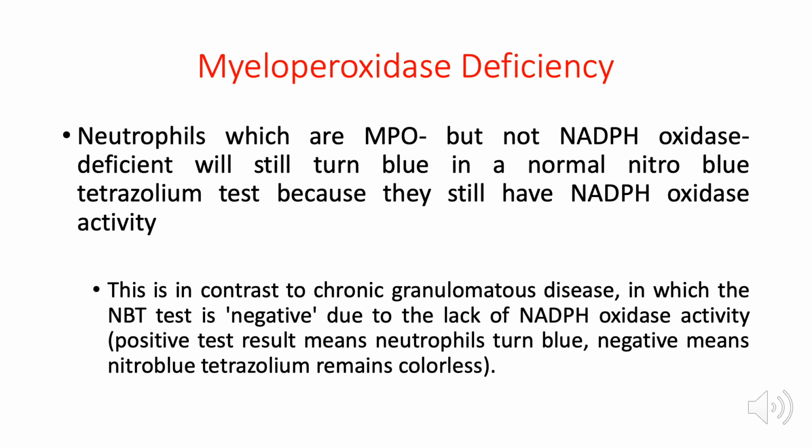Nitroblue Tetrazolium test can help us differentiate myeloperoxidase deficiency from chronic granulomatous disease. In chronic granulomatous disease, there is the failure to produce hydrogen peroxide. Therefore, the colorless dye will never ever turn blue. But in the case of myeloperoxidase deficiency, the patient can produce hydrogen peroxide. Thus, the dye will be converted from colorless to a blue-colored dye.